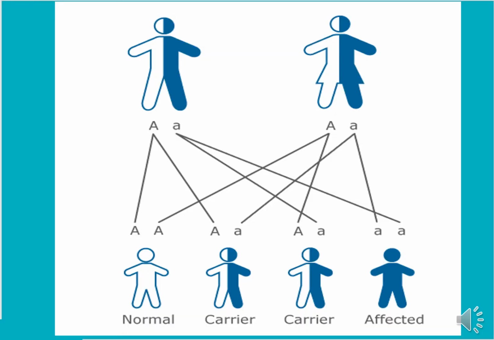This slide indicates the recurrence risk of the disease in each pregnancy. Here, the capital A indicates the normal allele, while the small a indicates a mutant allele. So in each pregnancy, there will be a 25% chance for the child to be normal unaffected, then 50% to be a carrier for the disease, and 25% or 1/4 to be affected or having the disease.